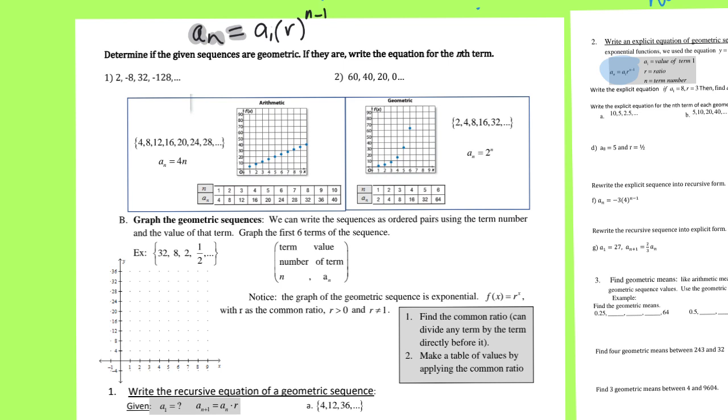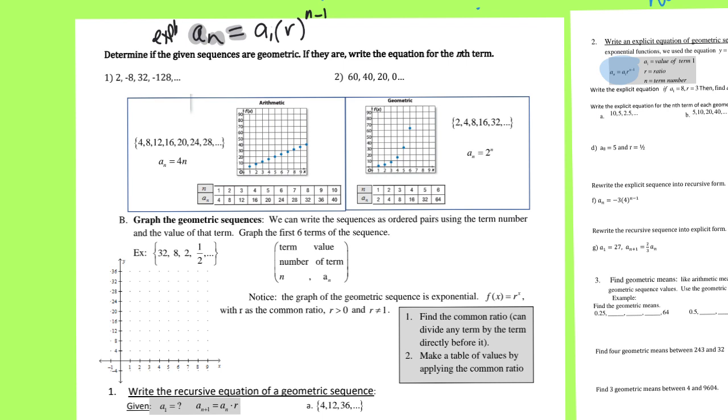Because if you think about it, term 1 is going to stay the value of a sub 1. If you plug in n as 1, the exponent becomes 1 minus 1, which is 0, so you don't multiply by the ratio for the very first term. A sub 1 stays the value of a sub 1. But with every sequential term number, you multiply by that ratio each time you want to move from one term to the next. So that would be the explicit formula.